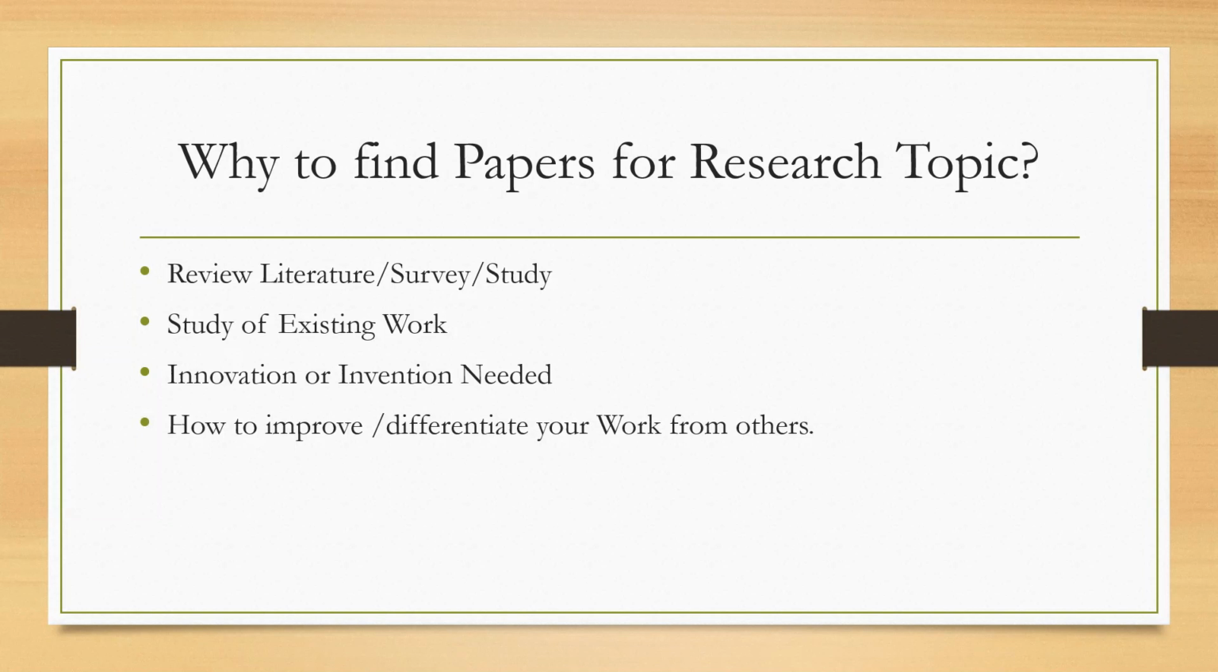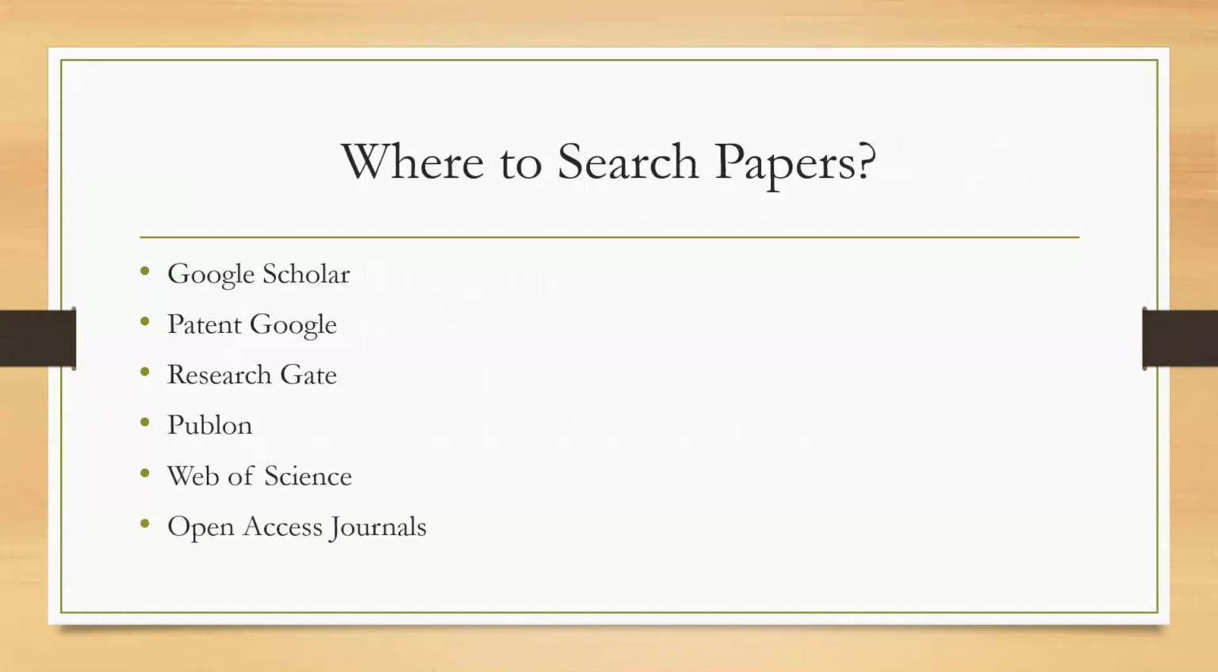Next, how to improve and differentiate your work from others. If similar work has already been published, there is no scope of improvement in your project. And if this is found at the end of completion of your project, that is useless, there is no use of it. That is why we need to do this literature review before starting our work, or before finalizing the scope of our project. So where to search?